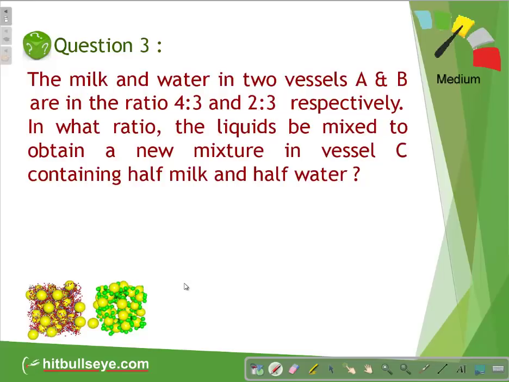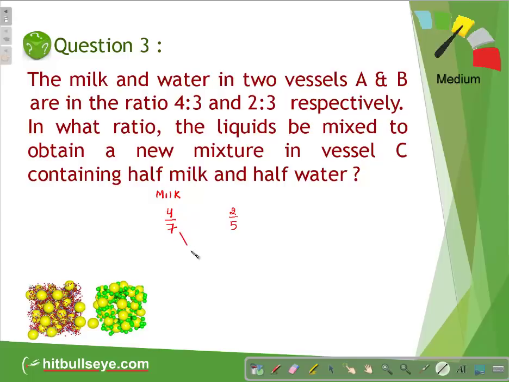This one. Now here the ratio of milk and water is given in two particular vessels. You want to mix to make it equal of milk and water. Now here let's try to solve this question firstly with the help of milk. Now students, what is the proportion of milk in this? Proportion means the quantity, the ratio of milk given divided by the sum of ratios. What is the ratio of milk in the second case? It is 2 divided by 5.